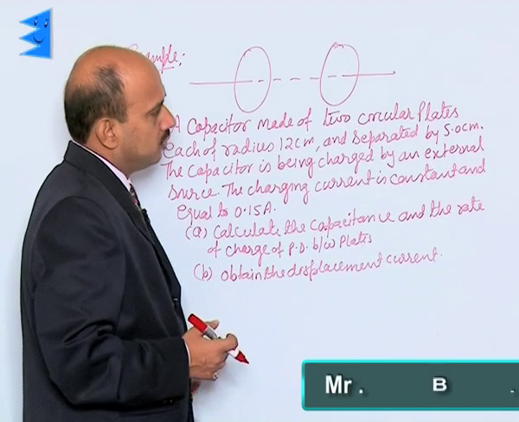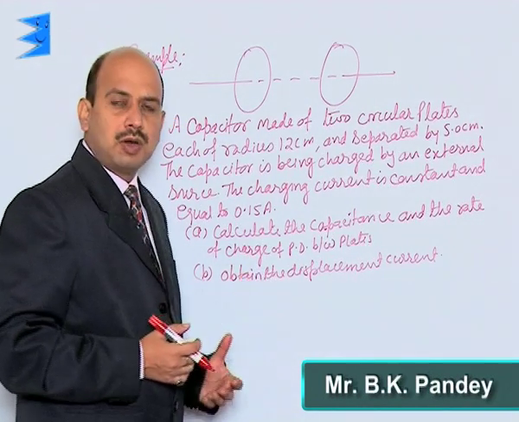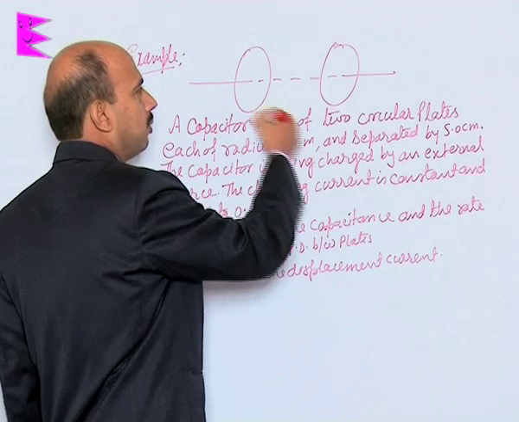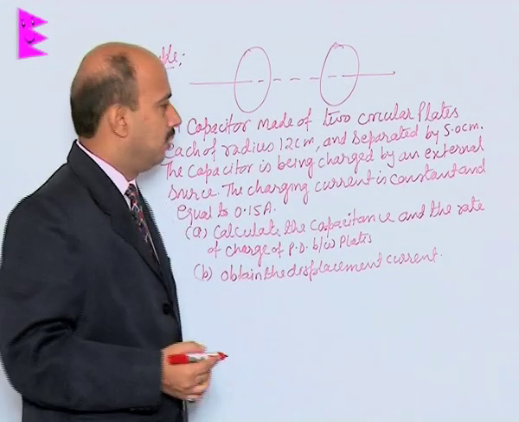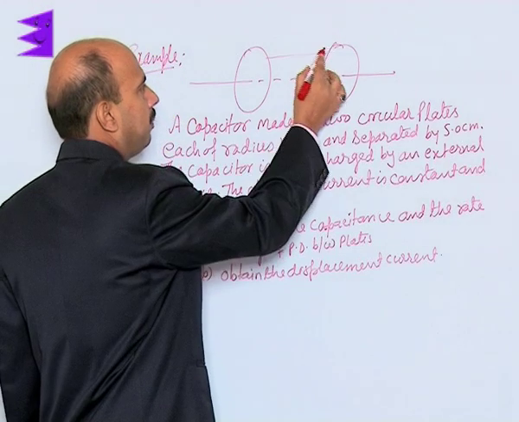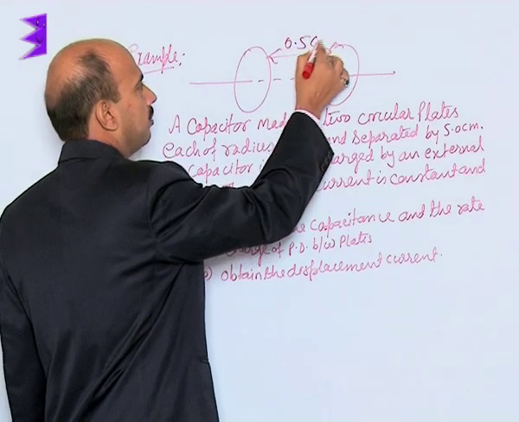Now, see here in this question, we are going to discuss the displacement current and conduction current. These are the two plates of the capacitor whose radius is given to you, that is 12 centimeter, and the separation between the plates is 0.5 centimeter.